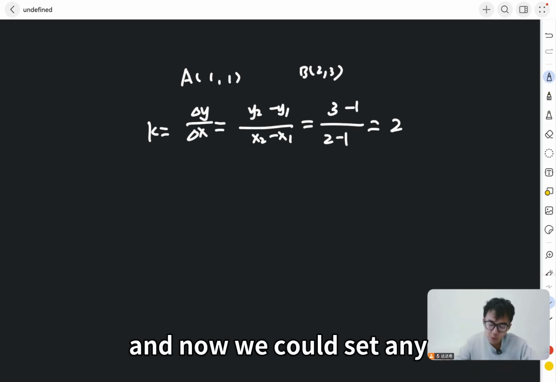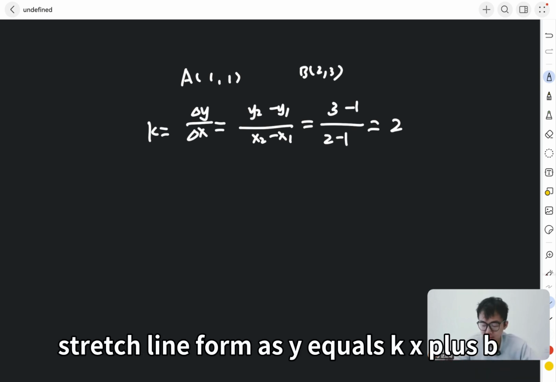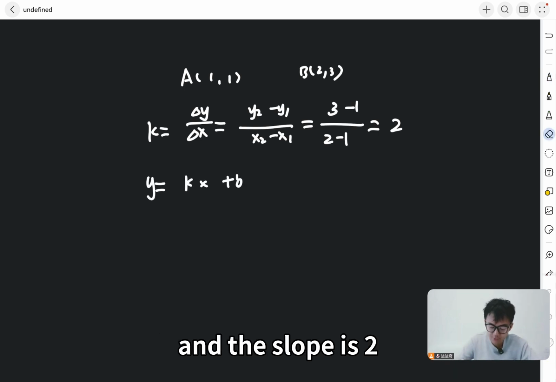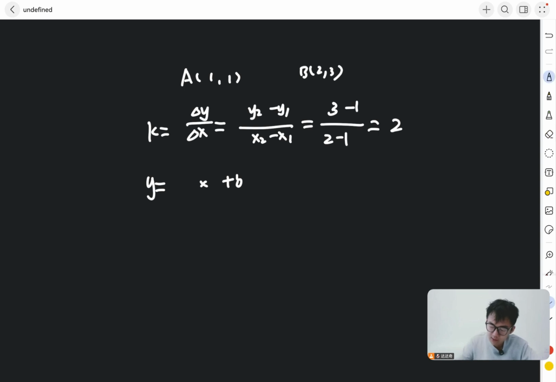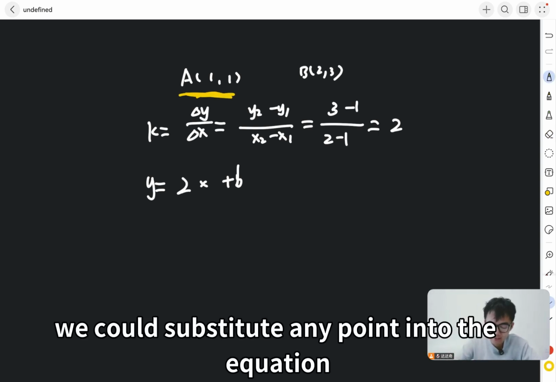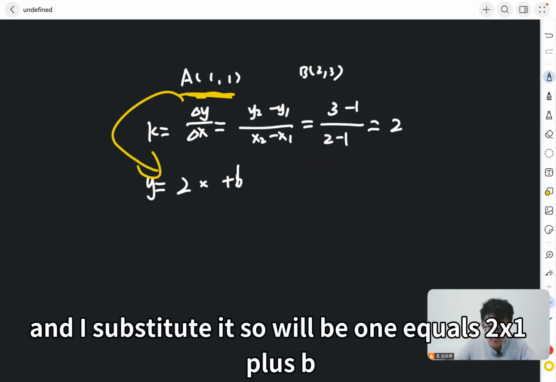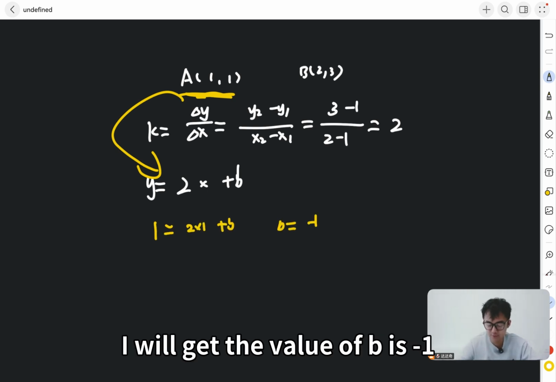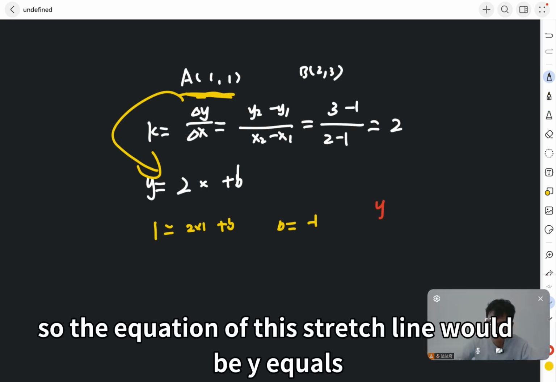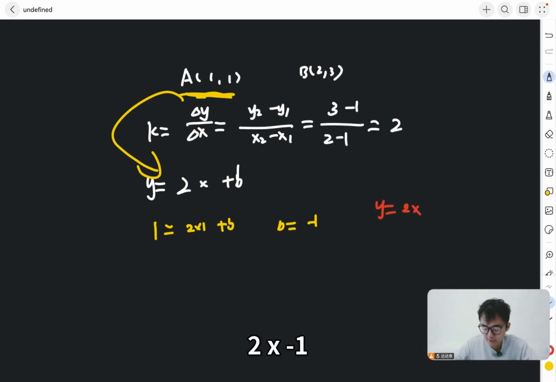And now, we can set the straight line in the form y equals kx plus b, and the slope is 2. How do we find the value of b? We can substitute any point into the equation. A or B is fine, and I substitute A. So it will be 1 equals 2 times 1 plus b. I will get the value of b is minus 1. So the equation of this straight line would be y equals 2x minus 1.